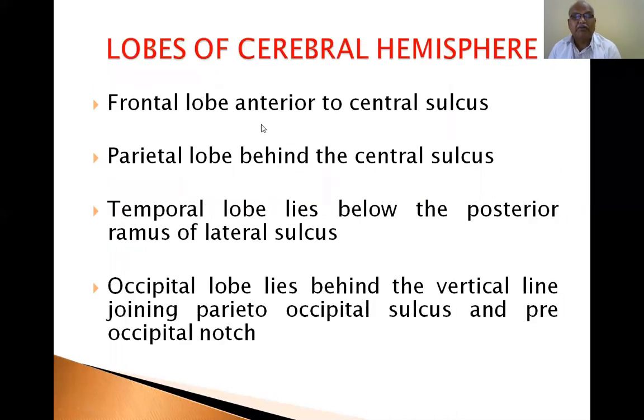So, the lobes of the cerebral hemisphere. The frontal lobe is anterior to the central sulcus, the parietal lobe is behind the central sulcus, the temporal lobe is below the posterior ramus of the lateral sulcus, and the occipital lobe lies behind the vertical line joining the parieto-occipital sulcus and the pre-occipital notch. You read this. I will show you in the diagram.